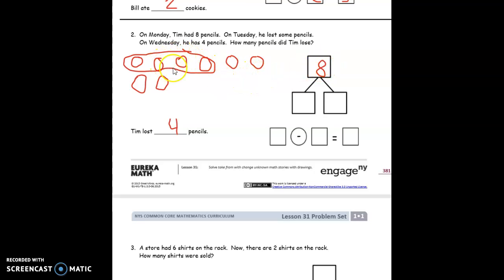Now how many did we end up with on Wednesday? Yes, we had 4 pencils still. But on Tuesday, we lost some. How many did Tim lose? 4. Let's write our subtraction problem. What number goes in the first spot? Yes, our total. Our total here will go in the first spot. It's our bigger number. 8 subtract, how many did we lose? 4. And that left us with 4 pencils on Wednesday.